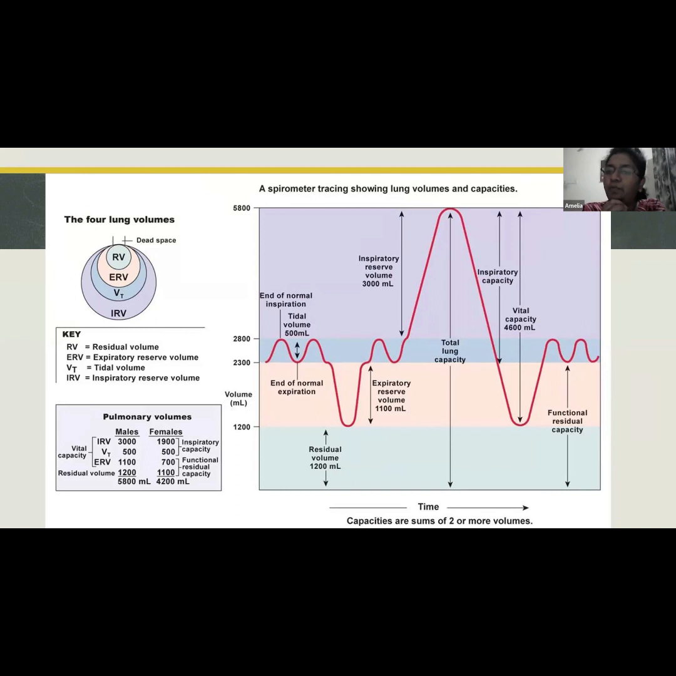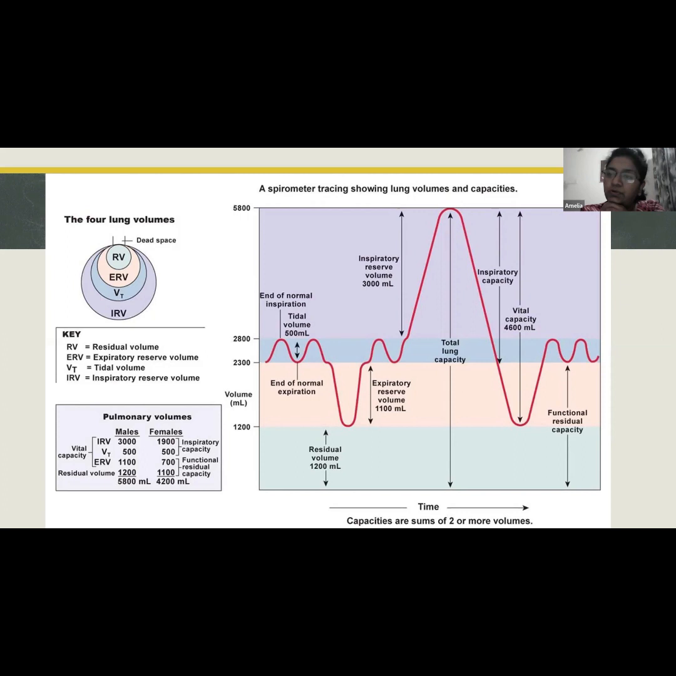Now, when you look at the volumes and the capacities, capacities would always be a sum of two volumes. So if I take the expiratory reserve volume and add the residual volume to it, you have the functional residual capacity. And this is what keeps our alveoli and the respiratory part of the tracheobronchial tree open, allowing air exchange to take place. The rest of it, which is in the conducting zone, is mostly dead space.